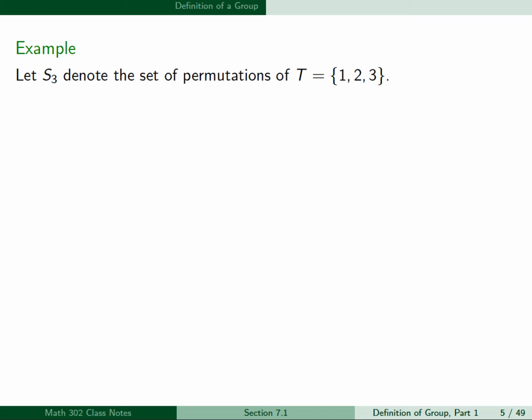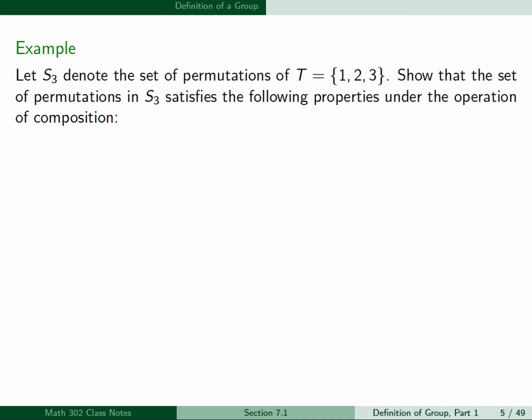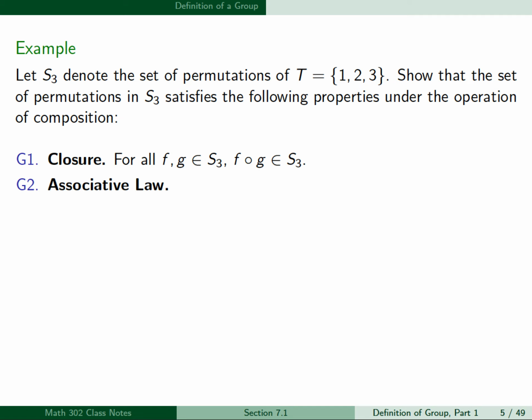Next, let S sub 3 denote the set of permutations of the set 1, 2, and 3. We want to show that the set of permutations in S3 satisfies the following properties under the operation of composition. First is G1, closure. For all f and g in S3, f composed with g is an element of S3. G2 is the associative law. For all f, g, and h in S3, f composed with the composition g composed with h is equal to the quantity f composed with g composed with h.